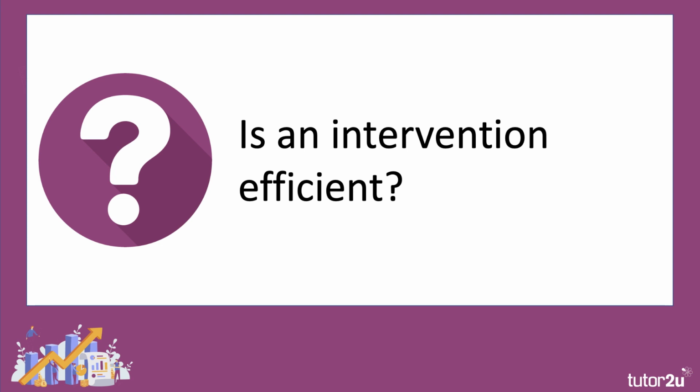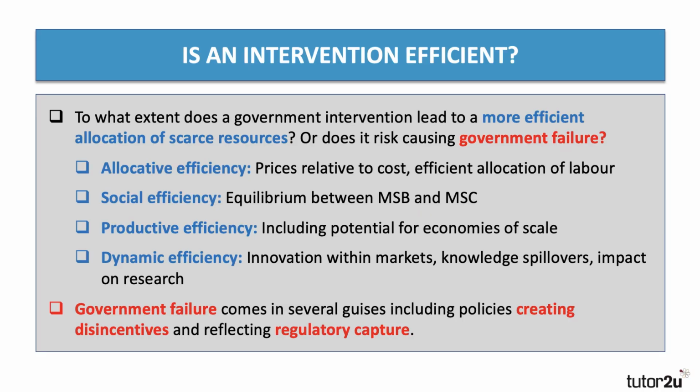My second avenue is: is an intervention efficient? Does an intervention by the government lead to a more efficient allocation of scarce resources, or does it risk causing government failure? So allocative efficiency, for example, does an intervention bring prices down relative to cost? If you might intervene, for example, to cap prices by a monopolist.